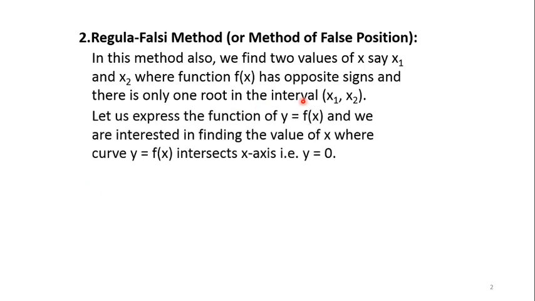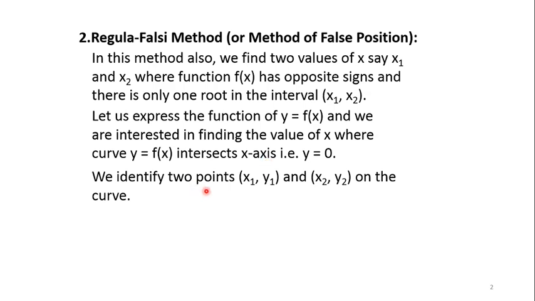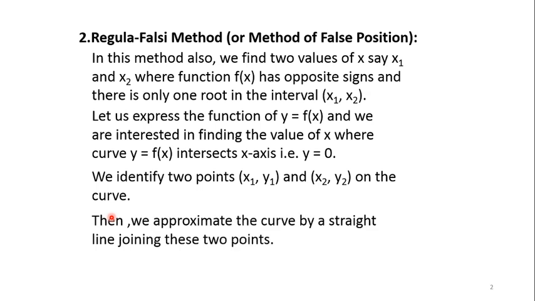Let us express the function y equal to f(x). We are interested in finding the value of x where the curve y equal to f(x) intersects the x-axis, that is, y equal to 0. So we identify two points (x1, y1) and (x2, y2) on the curve. Then we approximate the curve by a straight line joining these two points.